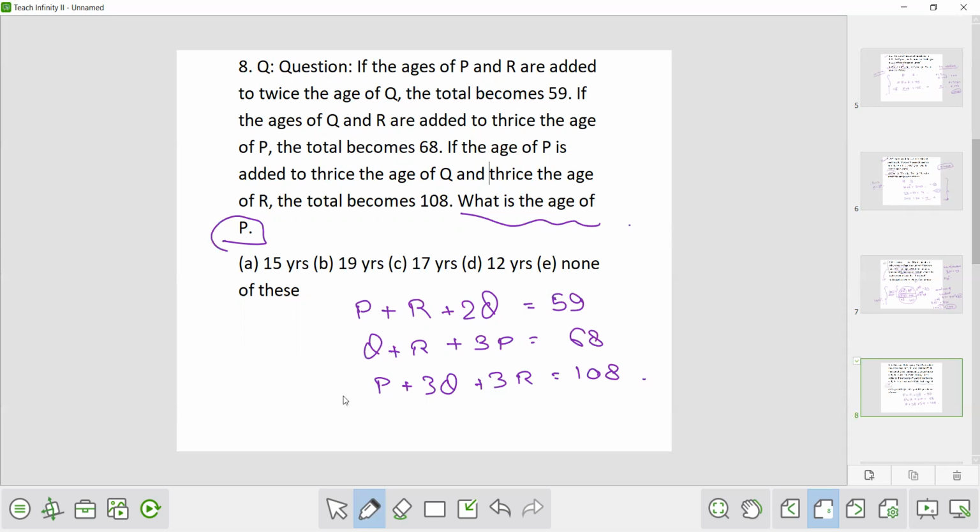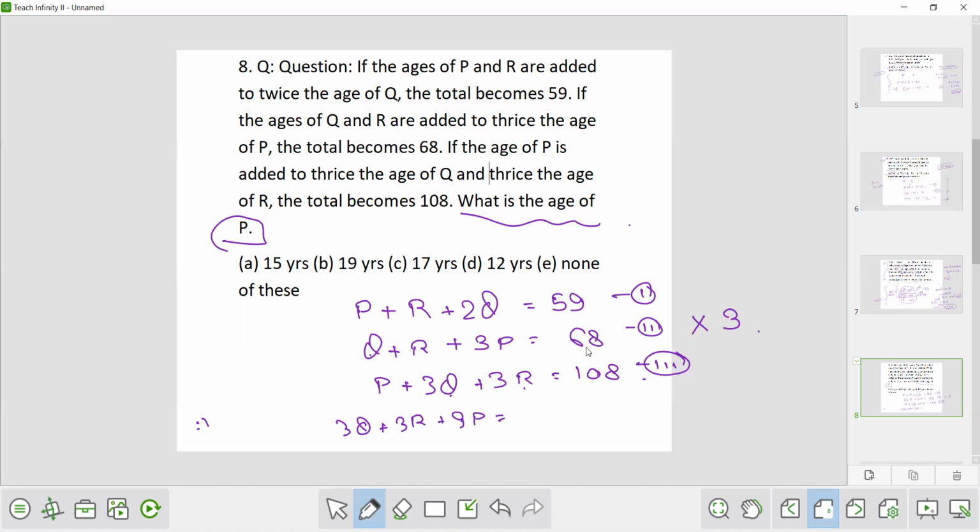Now to find out P, we have to eliminate Q and R. So see, here it is Q plus R and here it is 3Q plus 3R. So let's say this is equation number 1, this is equation number 2, and this is equation number 3. If you multiply equation number 2 by 3 and subtract it from equation number 3, you will eliminate 3Q and 3R and you will get P. So it will be 3Q plus 3R plus 9P is equivalent to 68 into 3.